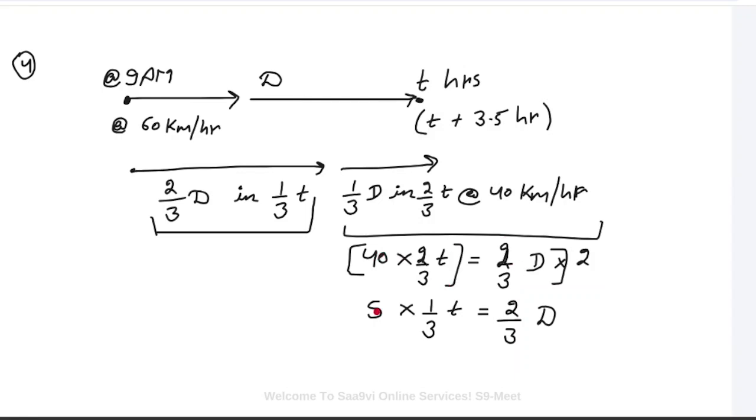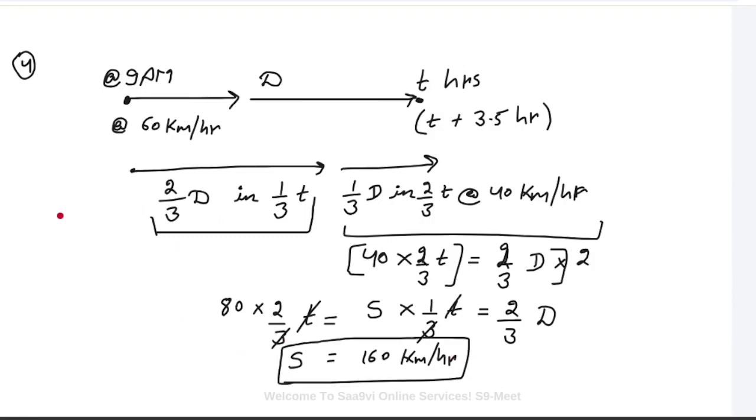So let's write this should be equal to 40 into 2, into 2/3 t. Now that means this is equal to 2/3 of distance. Very simple it is. Now t will get cancelled with t, 3 will get cancelled with 3. That means the speed in the first part is 160 kilometer per hour. Pure logic. So speed here is 160 kilometer per hour.